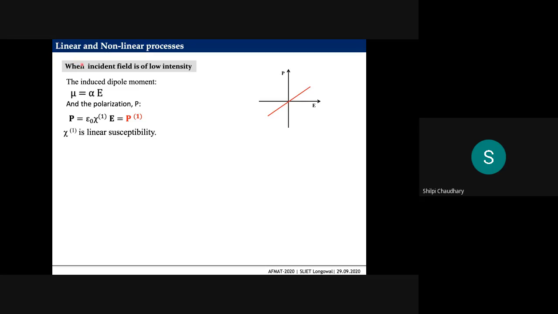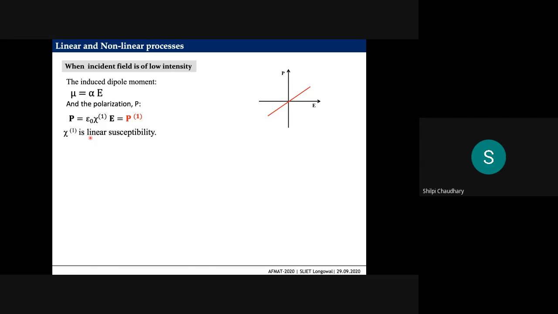So let's say that we have one incident field of low intensity. We all know that it induces dipoles in the material. And we can write down the expression of the polarization vector P in terms of the susceptibility, epsilon naught, and also the electric field intensity. So that I am designating as P1, which is the first order one, where chi is the linear susceptibility.